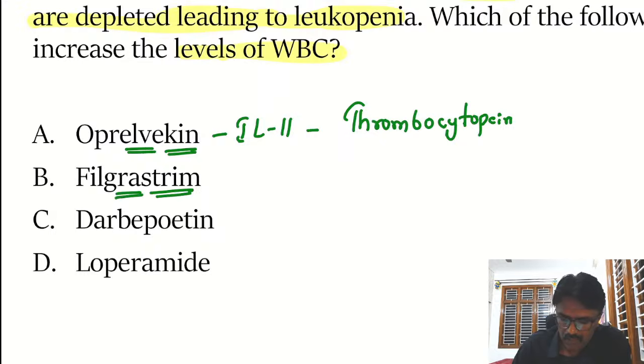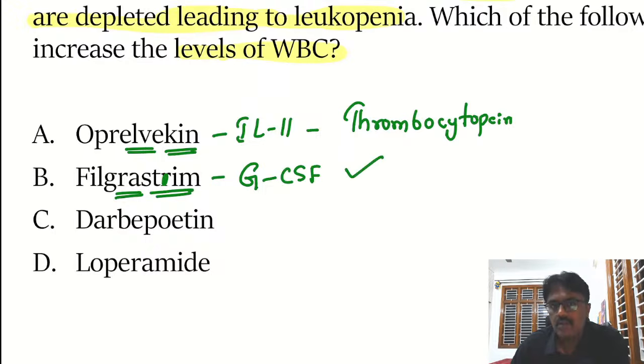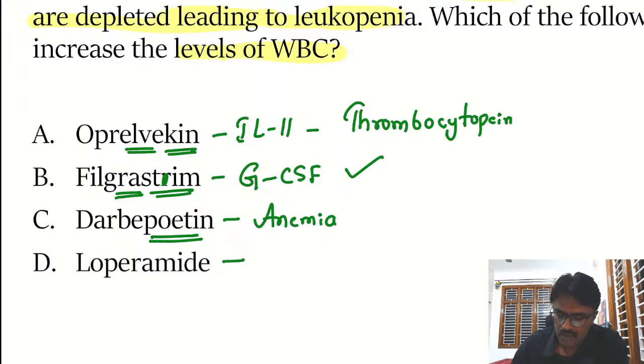Filgrastim, you see the name grastim. It is a granulocyte colony-stimulating factor. This is the one which is given to increase WBC count. Anything ending with poetin, darbepoetin, epoetin, is a derivative of erythropoietin. It is given if there is anemia due to cancer drugs or anemia due to CKD. Loperamide is given for non-infective diarrhea.